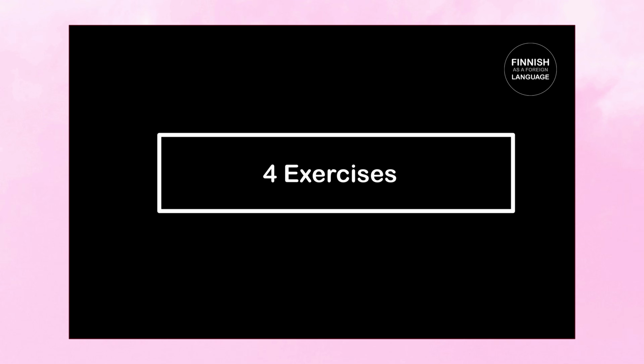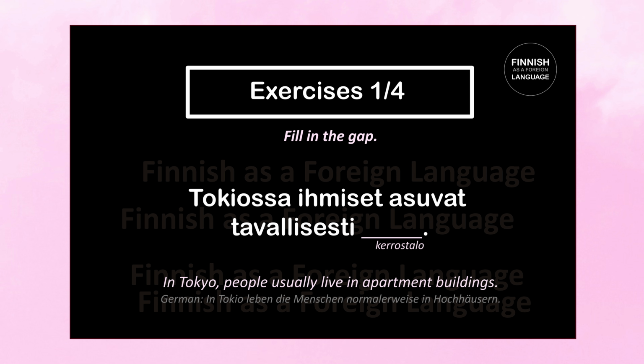Alright, we carry on with our final chapter for today, the exercises. Today we have 4 exercises. Let's get started. We want to say in Tokyo, people usually live in apartment buildings. Tokyossa ihmiset asuvat tavallisesti. The basic word is kerrostalo. Put this word into its correct form.